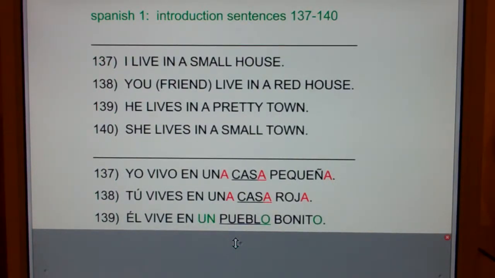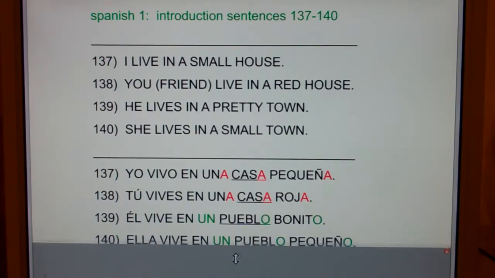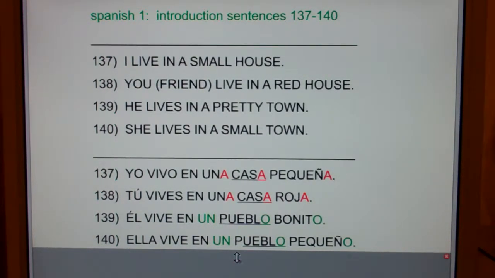And finally, 140. She lives in a small town. Ella vive en un pueblo pequeño.